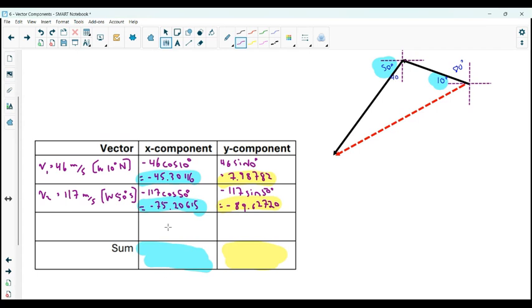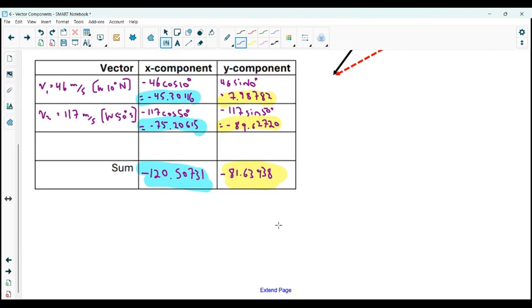Adding up all our x components, I got two negative numbers, so I'm going to end up with a big negative number. It's negative 120 and change. My y components, I've got a small positive number, around 8, and then a big negative number around negative 90. That's going to work out to negative 81 and change.